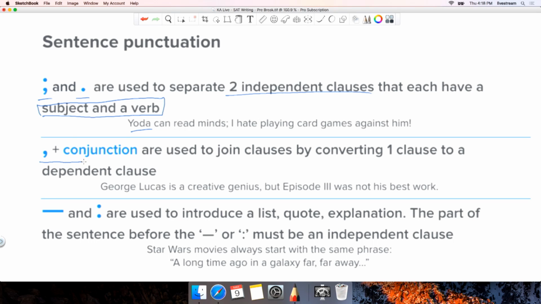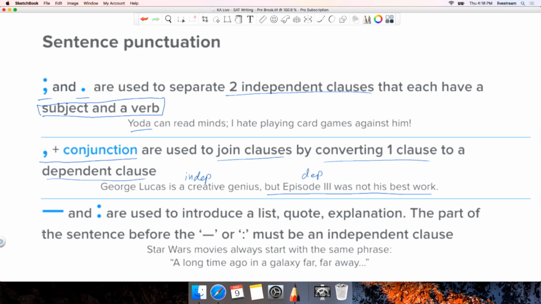Now, a comma and a conjunction is the next thing. These are used to join clauses by converting one clause into a dependent clause. An example sentence would be, George Lucas is a creative genius, but Episode 3 was not his best work. And so this is now a dependent clause, whereas George Lucas is a creative genius is an independent clause.